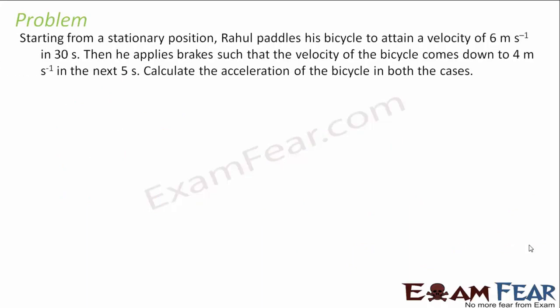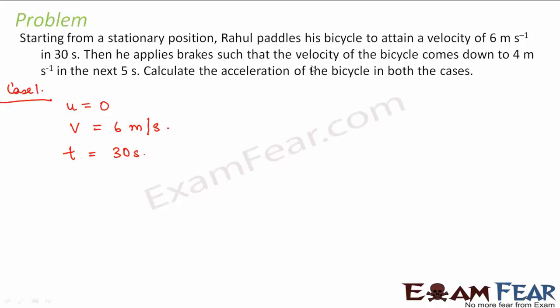Let us look at problem 3. It says, starting from a stationary position, Rahul paddles his bicycle to attain a velocity of 6 meter per second in 30 seconds. That means initially he was at rest, so u is equal to 0. After some time he attains a velocity of 6 meter per second. How much time does he take to do so? 30 seconds. Okay, fine. So this is the first part.